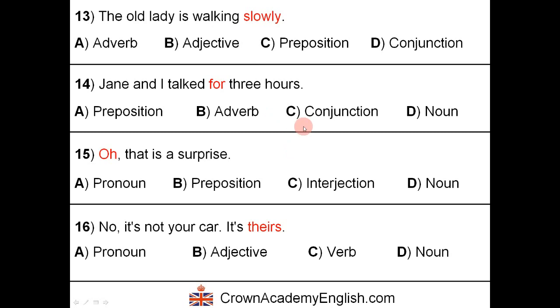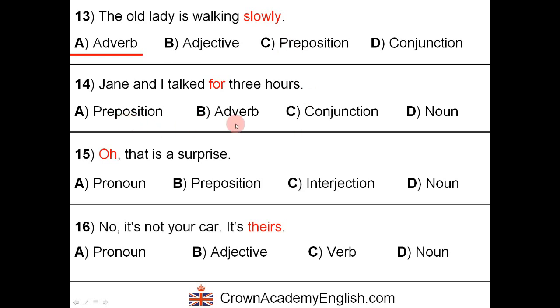The last four questions. Question 13. The old lady is walking slowly. So what type of word is slowly? It's an adverb. So an adverb modifies a verb. So the verb is walking, and the adverb gives us more information about the action. So in this case, it's telling us the speed of the action, slowly.